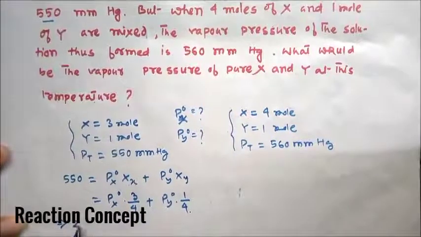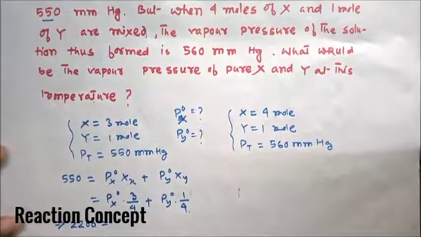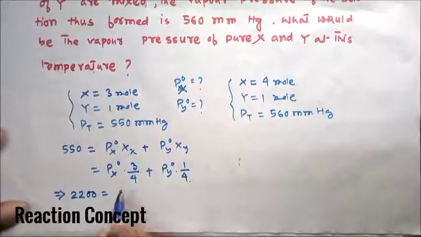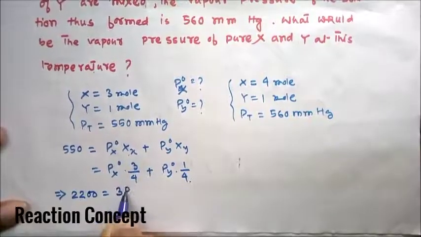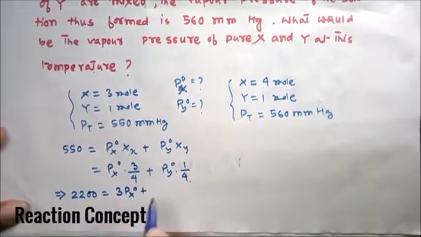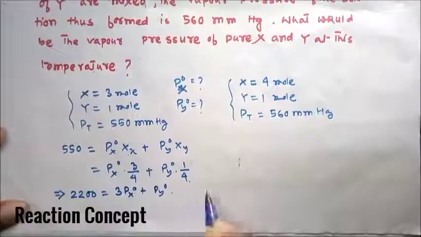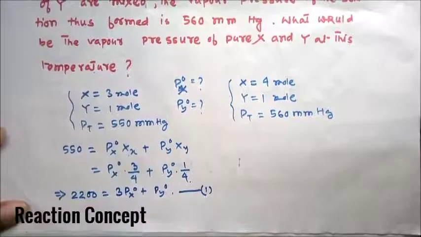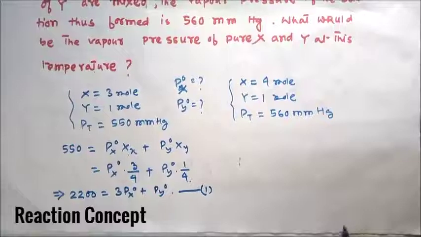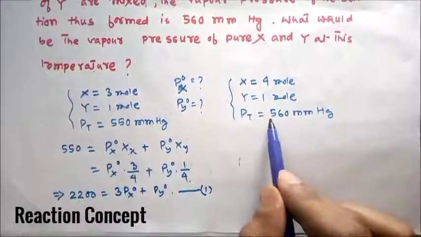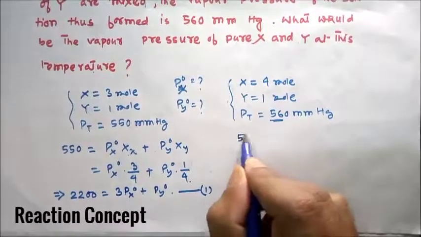So it would be 220. If we calculate these things and simplify, then it would be Px naught and Py naught, equation number 1. In this case, total pressure is 560.